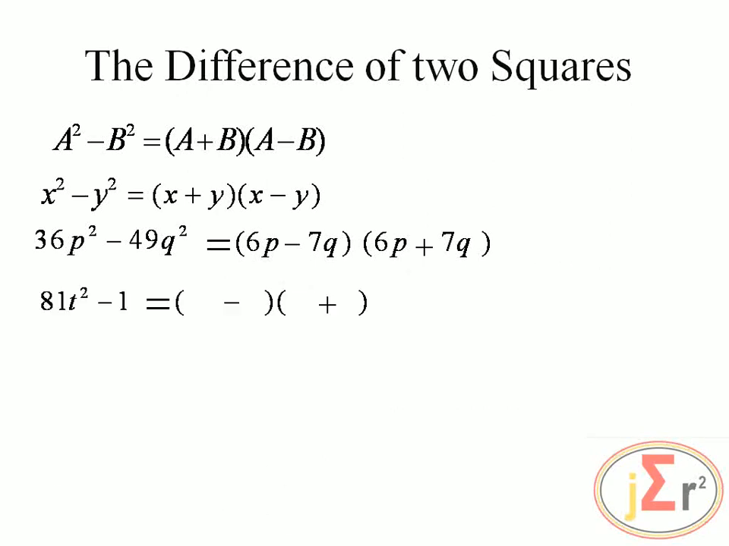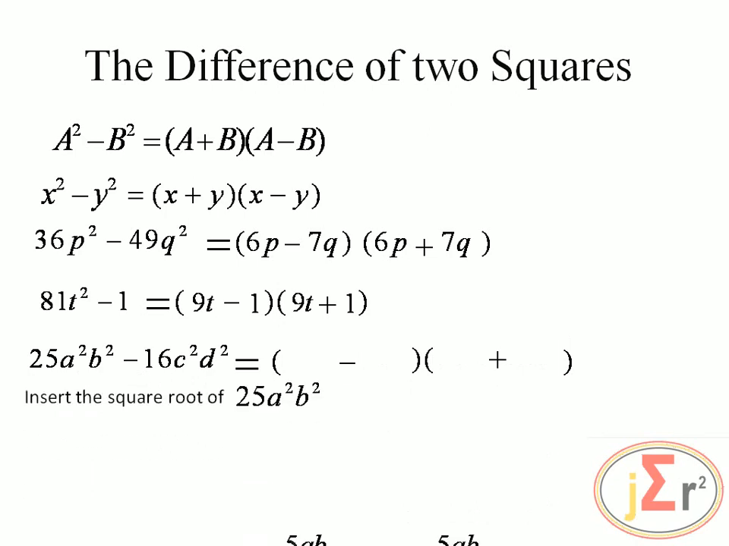Now we have 81t squared minus 1. What do we square to give 81t squared? 9t. And what do we square to give 1? 1. Goes right there. And if we have any more, what do we square to give 25a squared b squared? As a matter of fact, 5ab, and goes right there. And what did we square to give 16c squared d squared? No doubt 4cd.